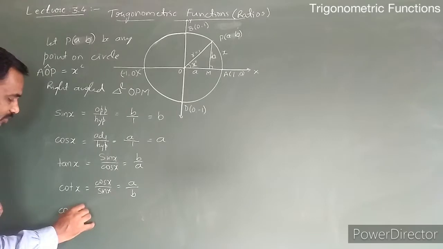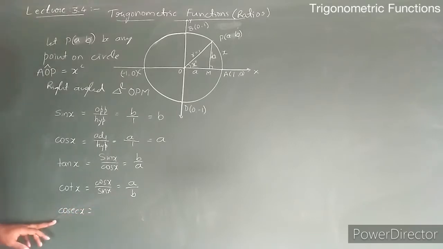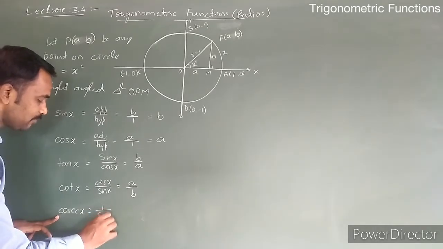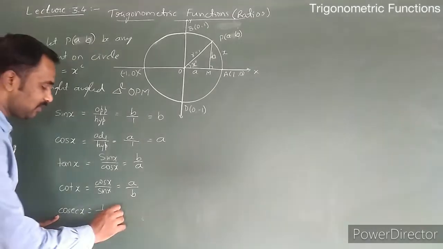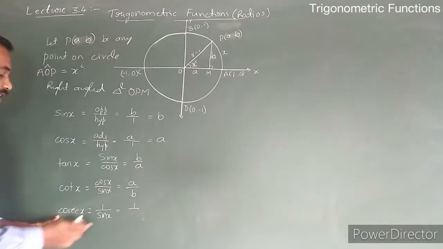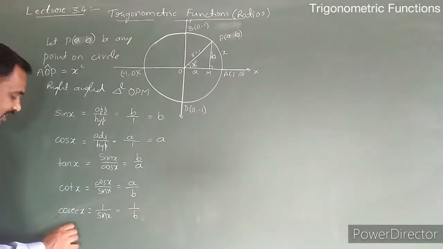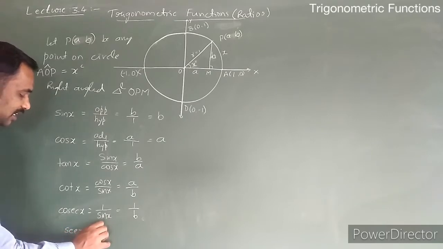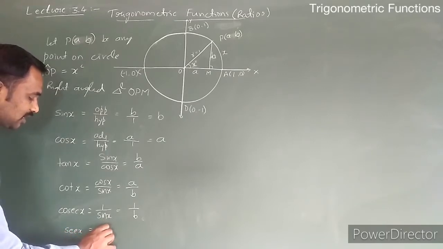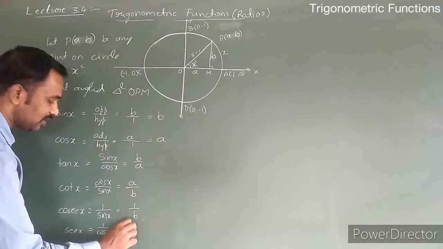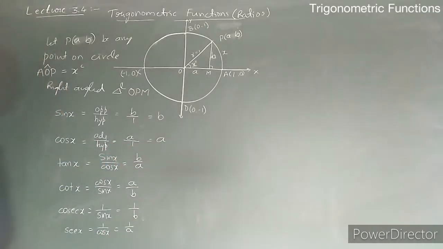Similarly, cosec of x. What is the definition of cosec of x? Cosec of x is equal to 1 divided by sin of x. The sin x value we already know, that is B. Similarly, sec x. What is the sec or secant x? Secant x is nothing but 1 divided by cos of x. The cos of x value you know is A, so 1 divided by A.